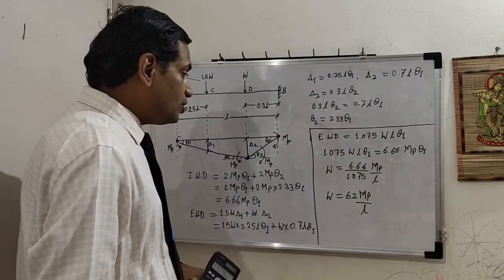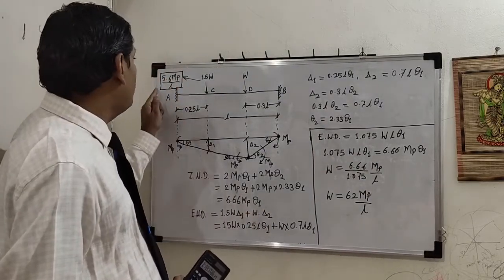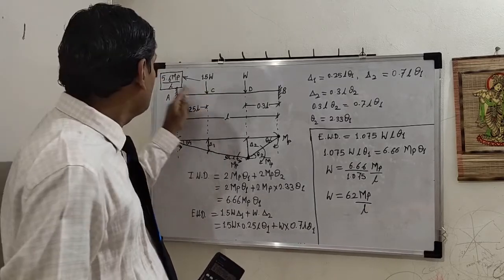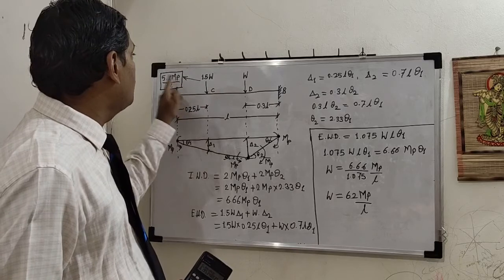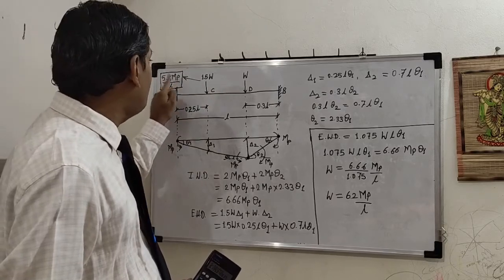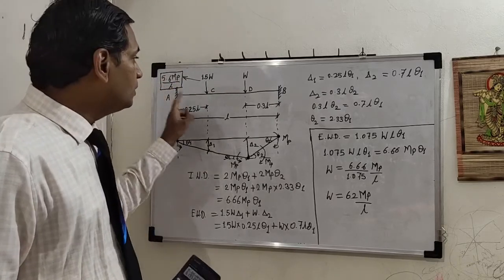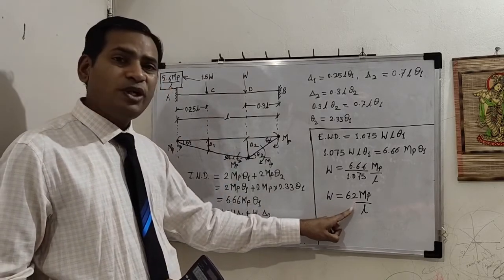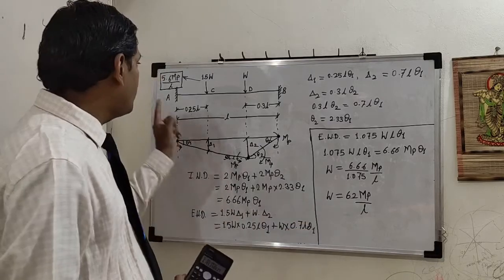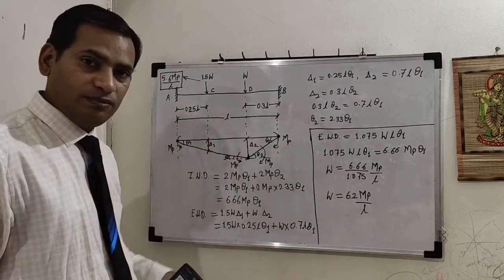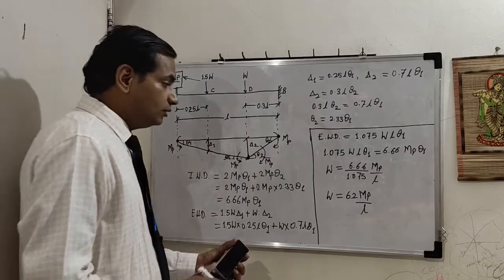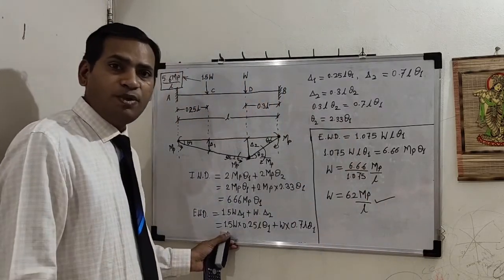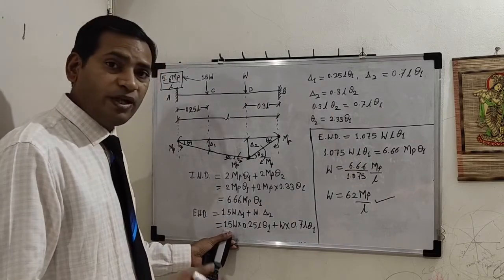So we have two answers of collapse load. One is with the previous case, that is plastic hinge below C. With respect to this situation, we have collapse load 5.6 MP upon L. Second situation, plastic hinge below D. Here we have 6.2 MP upon L. So you consider the least of these two values. Okay. Though we have two values, our answer is 5.6 MP by L, not 6.2.